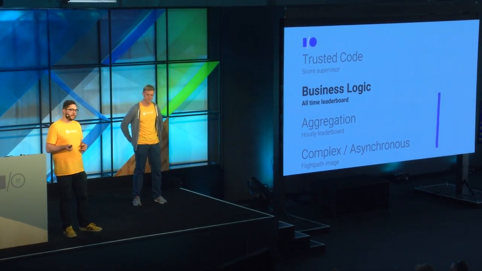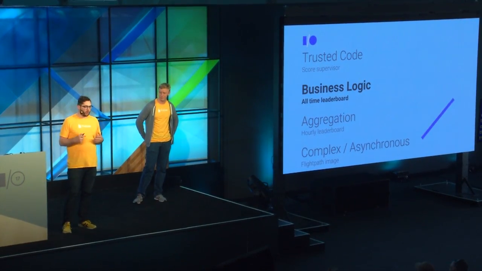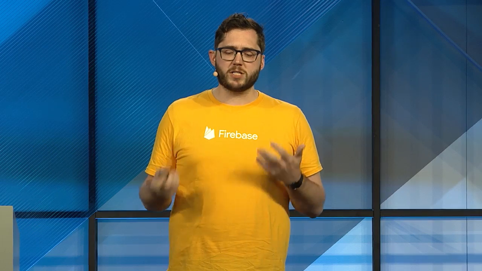Second, we have business logic. This is code you might not want to run on your client because it's your secret sauce. You want to protect it. You don't want other people to be able to use it, to find it. It might be a recommendation engine or something else that you want to change quickly and not wait for all of your clients to update, or all of your users to update their clients.